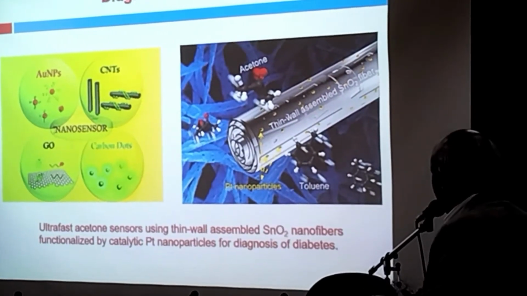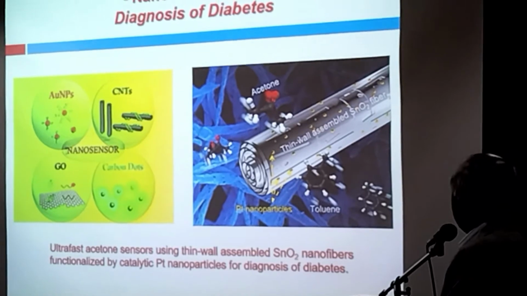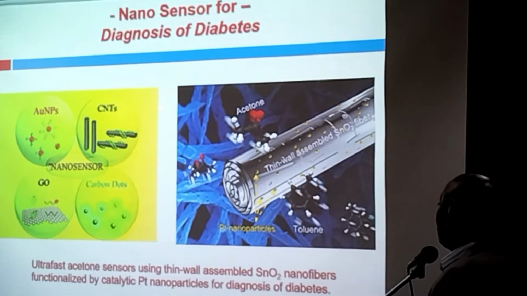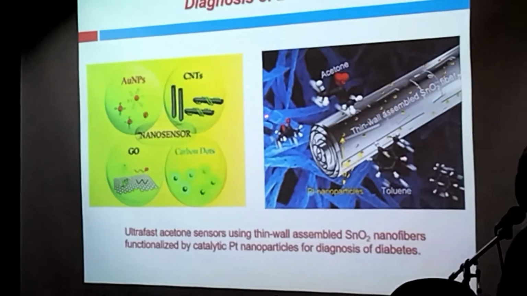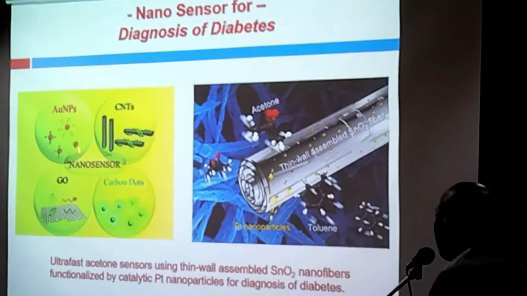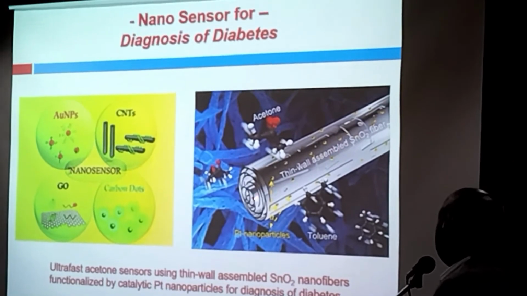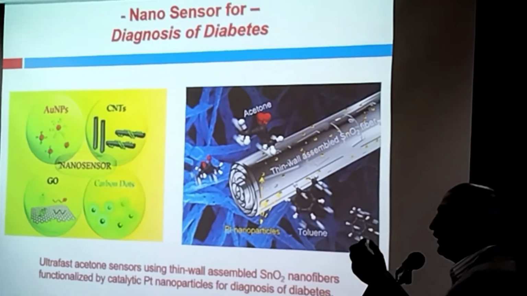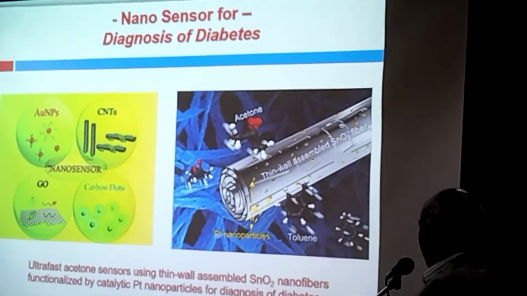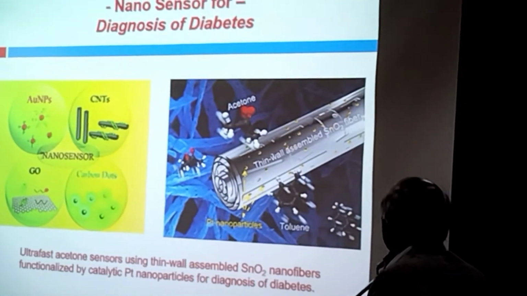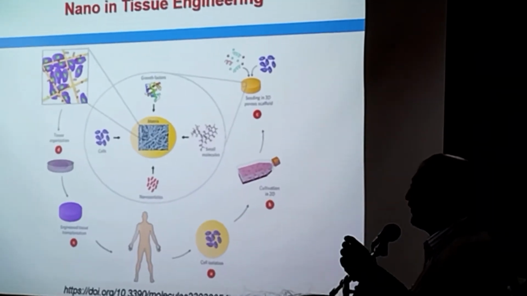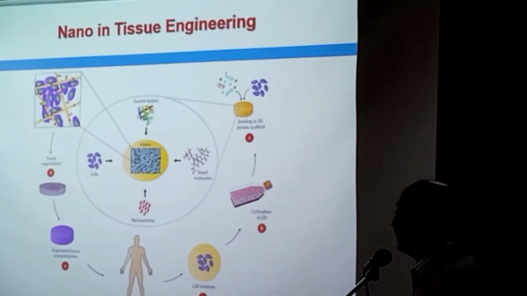And then diabetes. This is one of the issues, especially for us, and for me also. You can easily check using some nanosensors. So these are the nanomaterials, and you just assemble them in such a device. It's very fast and painless. So this is a very nice device for the moment. And tissue engineering, this is another very important thing, and it is already being practiced in some ways.